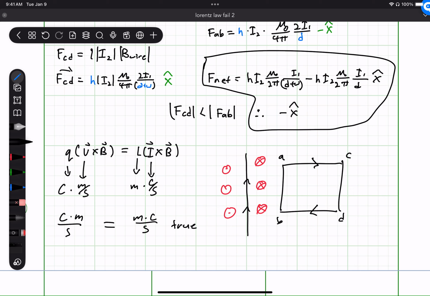If you want to take the right-hand rule for AC with the B field in mind, you point your fingers in the direction of the I2 for AC, which is to the positive x direction. You curl them into the page. You can see that you get a force upwards. This is the force on AC. Same thing for the bottom side. If you point your fingers in the left direction, the negative x hat direction, and you curl your fingers into the page, we're going to see that your thumb points to the bottom and you get the force of BD.